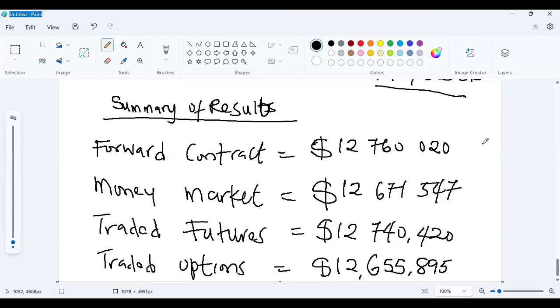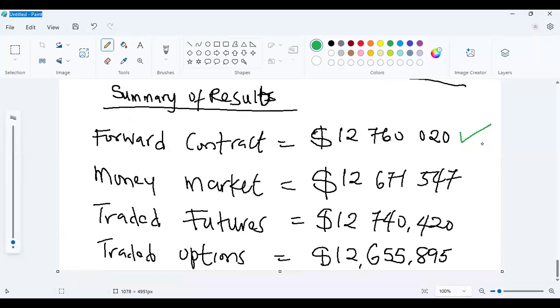Forward contract. Forward contract will give the company the highest dollar receipts. That means you are going to recommend that the company should hedge using forward exchange contracts. The company should hedge the 6-month expected receipts using the forward exchange contract because it gives the company the highest dollar receipts.